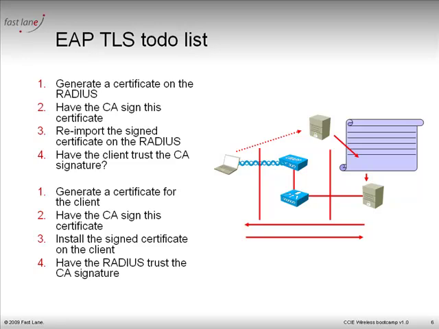On the client part, it's the same process. You need to have a certificate generated for this client, and you need to have the certification authority sign this certificate. And then of course you have to install this signed certificate on the client. And same as the other way back, you probably will have to install the certification authority signature somewhere on the RADIUS server, so that when you send a certificate from the client to the authentication server, it can testify that the signature verifies the validity of the certificate. So that's the EAP-TLS to-do list.